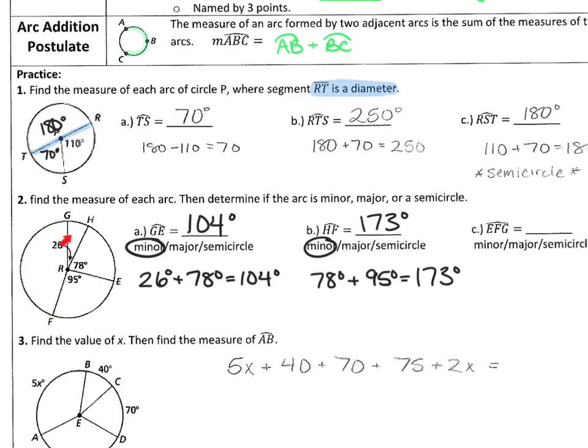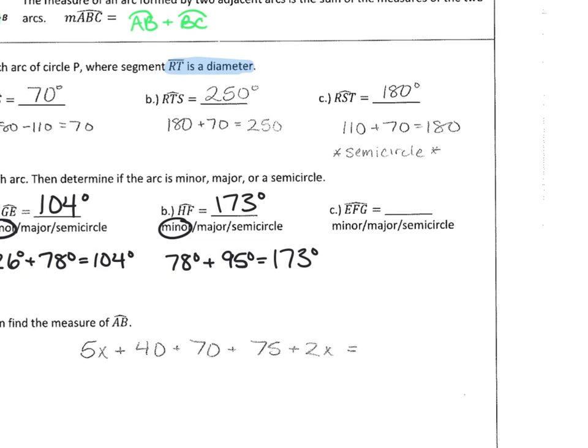So my question for you is, what should a whole circle add up to? 360. So we can use that fact to find the missing side. So we know that the 26 degrees plus the 78 degrees plus the 95 degrees plus my missing degrees should be equal to 360.